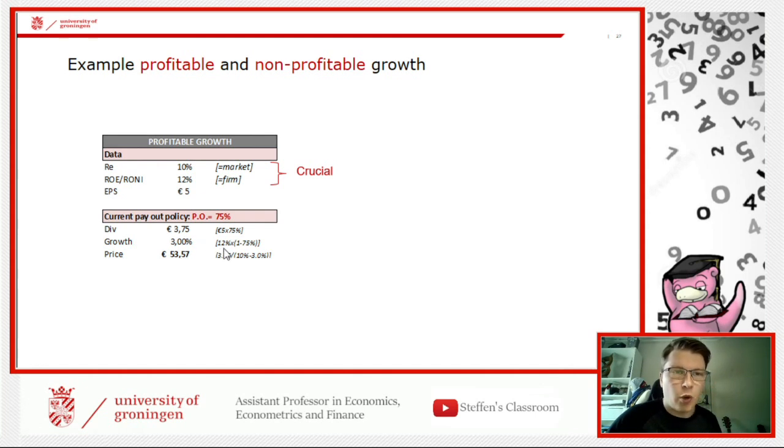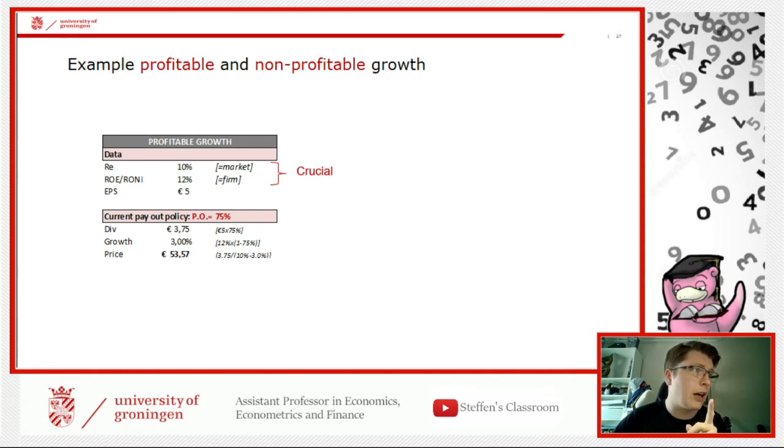What is the growth then? Well, growth is the 12% times 1 minus 75%, so that's 25% of the 12, which means it's 3%. Okay. Then you can put these numbers into the dividend discount model and you obtain a price of 53.57. Now, we have the example here where ROE is higher than RE.